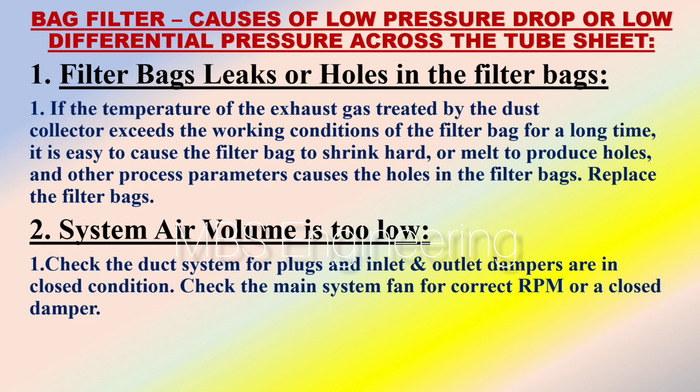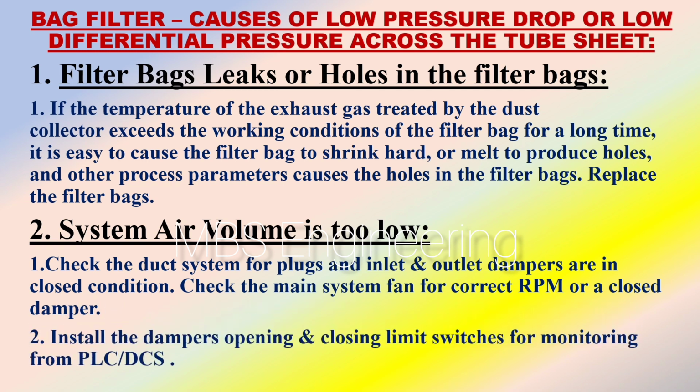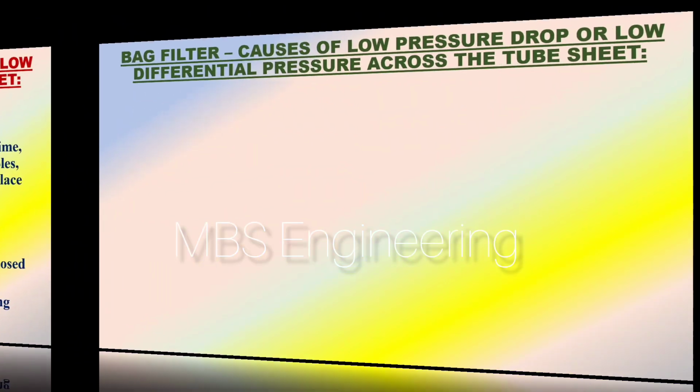Next, one of the main causes of low differential pressure is the system air volume is too low in the Bagfilter system. Point number 1. Check the duct system for plugs and inlet and outlet dampers are in closed condition. Check the main system fan for the correct RPM or a closed damper. Point number 2. Install the dampers opening and closing limit switches for monitoring from PLC, DCS.